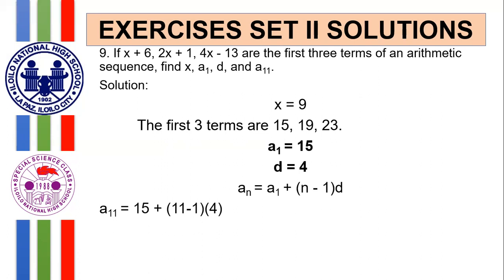So with such, 11 minus 1 is 10, times 4 will be 40. That's why 15 will be added by 40. And the 11th term, therefore, of this sequence is 55. I hope you got it as well.